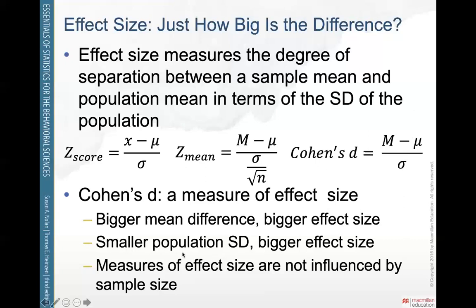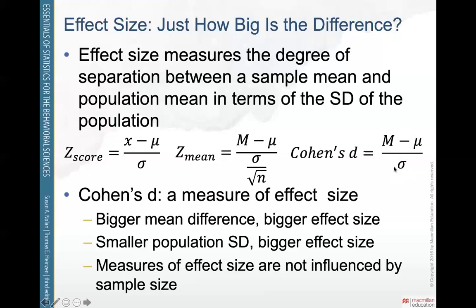Additionally, the smaller the population standard deviation, the bigger the effect size. So this is something we need to think about a little bit carefully. It takes a little bit more cognitive power to understand what's going on here. The smaller the population standard deviation, the bigger the effect size. So we need to think about why that is. And the reason is because population standard deviation is in the denominator.